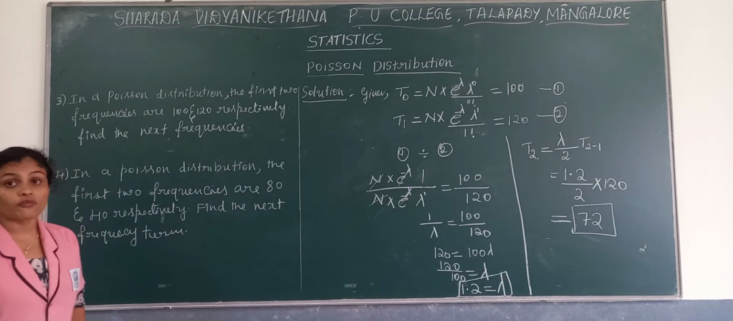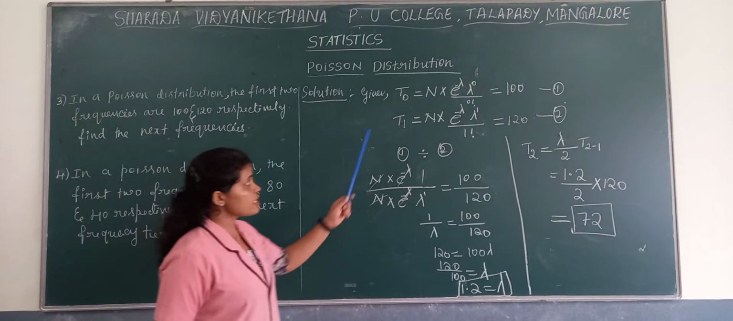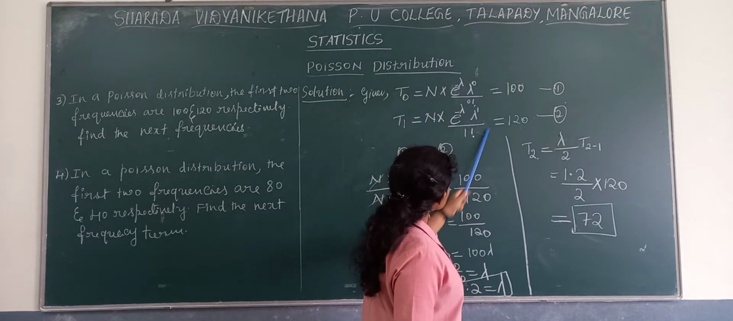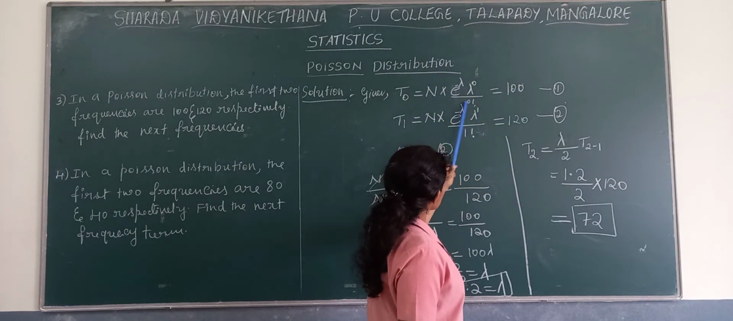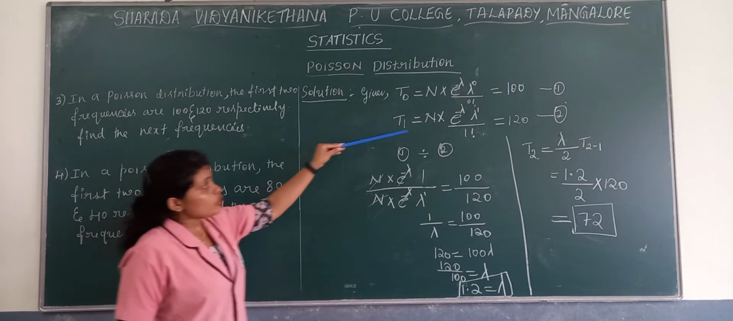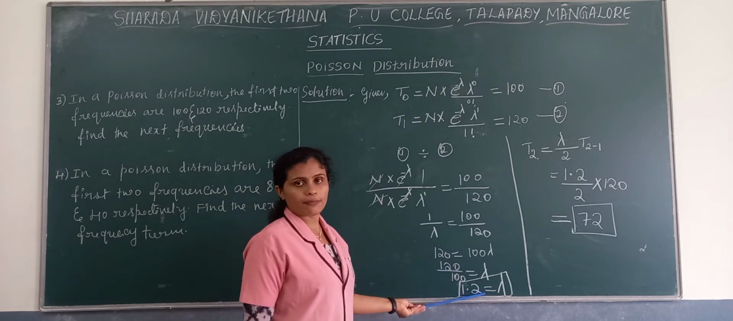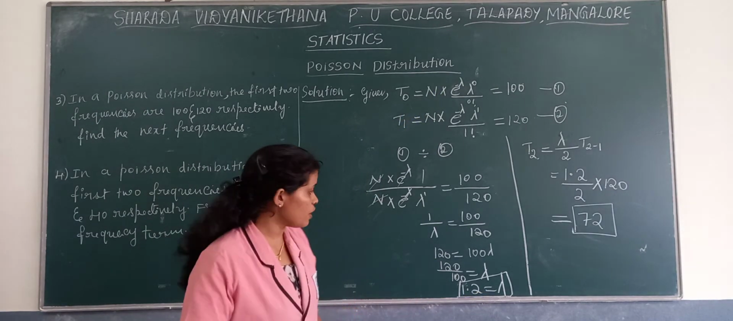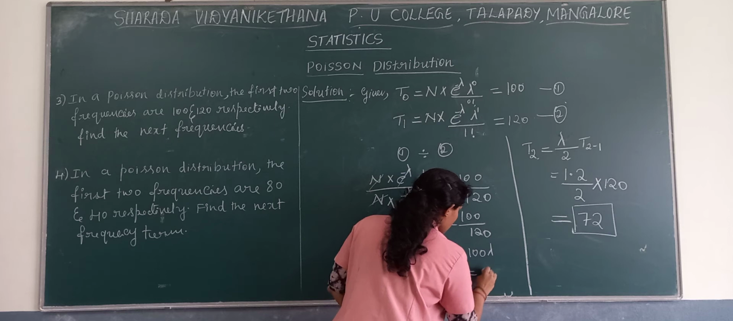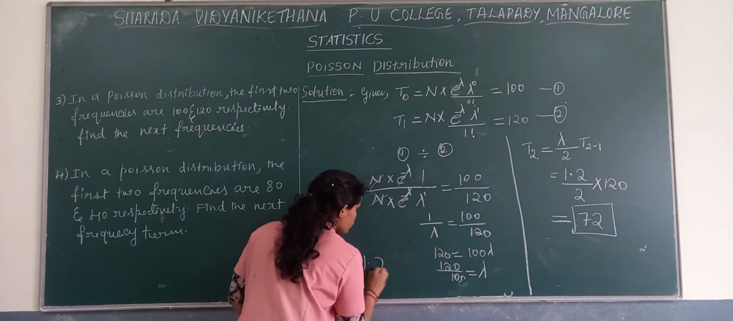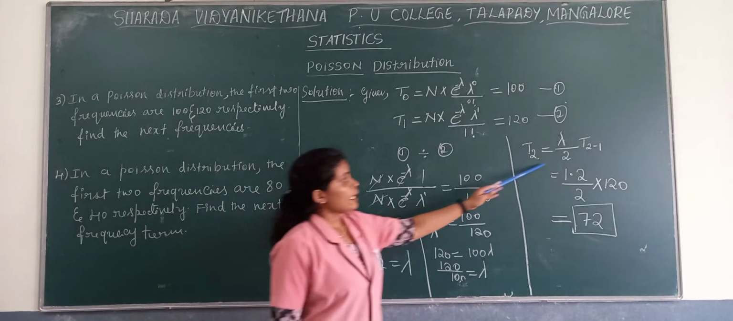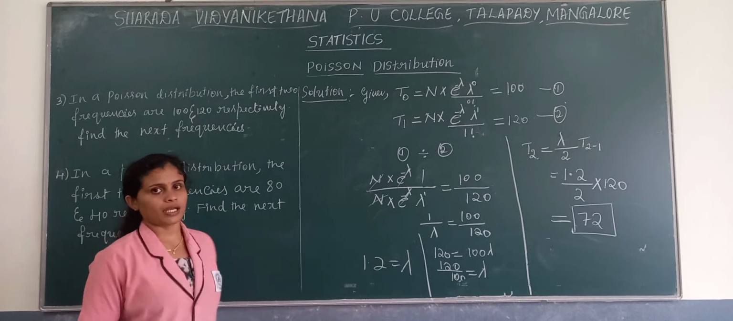So this is about the frequency term. How to find out the frequency term? Firstly, if they give T0 and T1, we need to present them in this format, that is n into P0 and n into P1, the probability terms. By using this we can find out the value of lambda. Lambda is 1.2 here. Then we apply it to this particular formula. I hope it is clear.